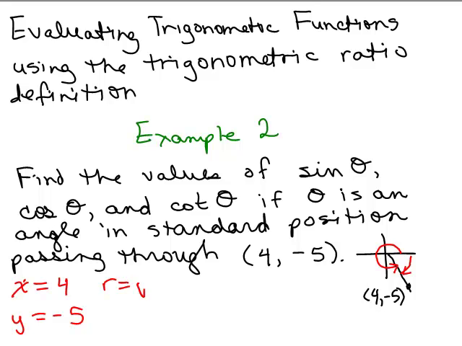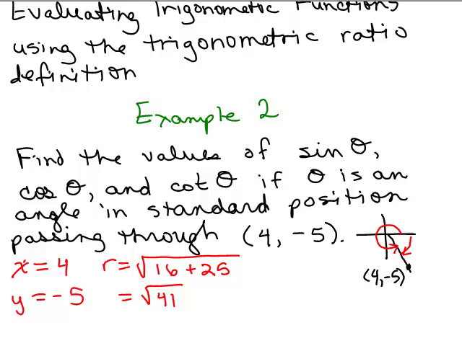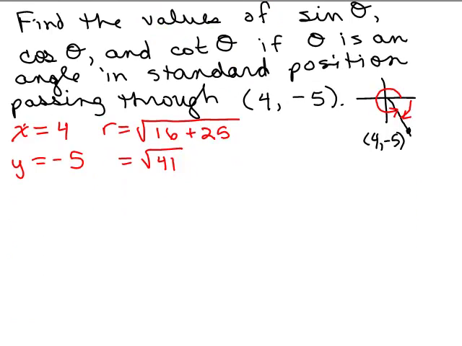So we also need to find r. Remember, r is the square root of x squared plus y squared. In this case, x squared will be 16, right? And y squared will be -5 times -5, or 25. So r is the square root of 41. Given that, we're now able to plug in the values for the sine, the cosine, and the cotangent.